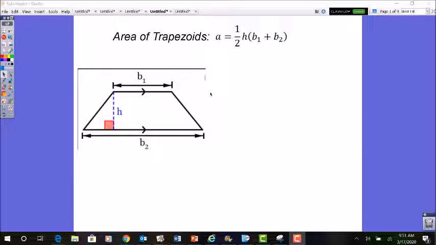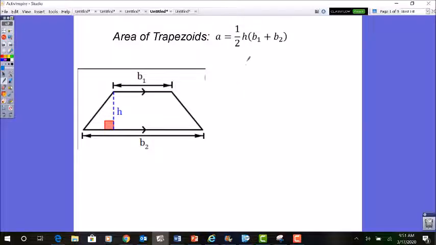So what you see up here is I actually have the formula, which is area is 1/2 the height times base 1 plus base 2. But what I typically do when we do trapezoids is explain the formula before we get into just doing examples, because I like you to understand why the formula works the way it does.